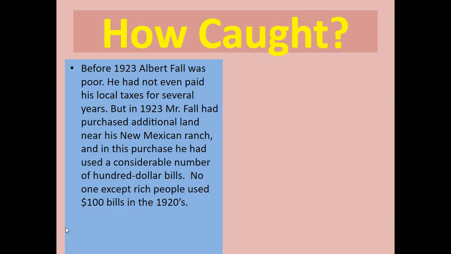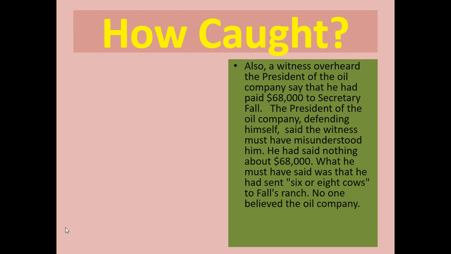So basically, he's going to get caught. How does Albert Fall get caught? Somebody saw him with a bunch of $100 bills, which was unbelievably unique for the time. He wasn't a wealthy person, but clearly he got the money somehow. Somebody also overheard someone saying that a leader in the company said that they had paid Albert Fall $68,000. Now later, when this company was caught, they testified and said, no, I didn't say I paid him $68,000. I said I had sent 6 or 8 cows to his ranch.